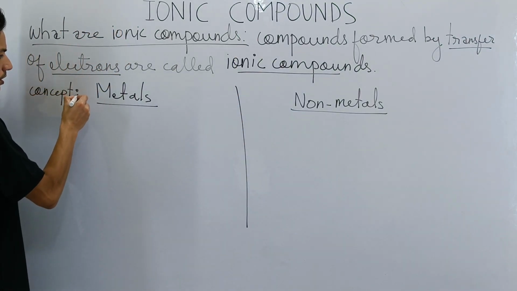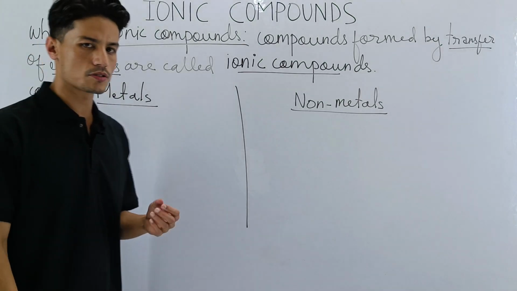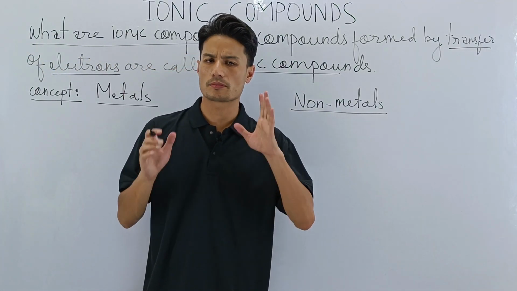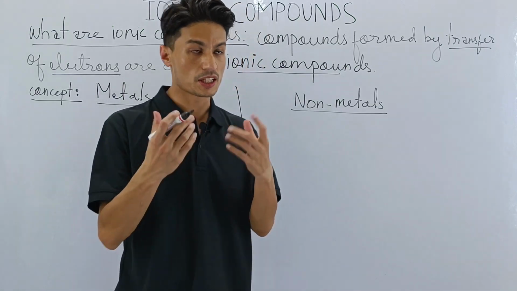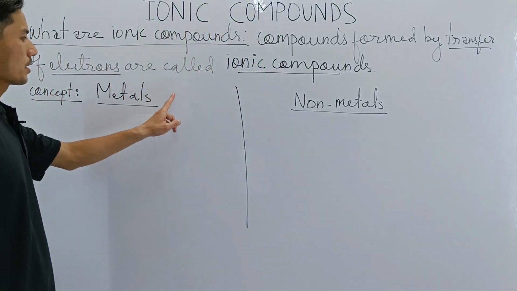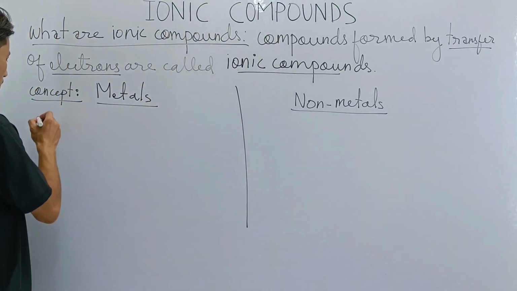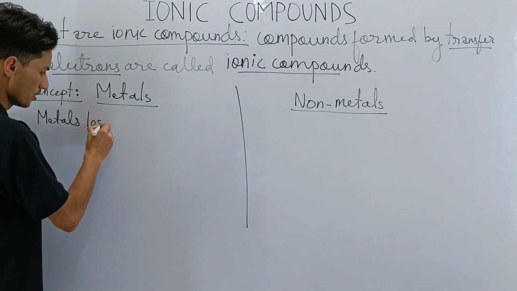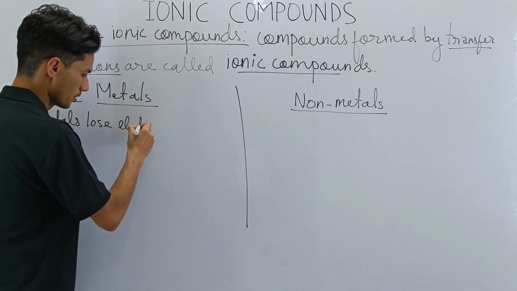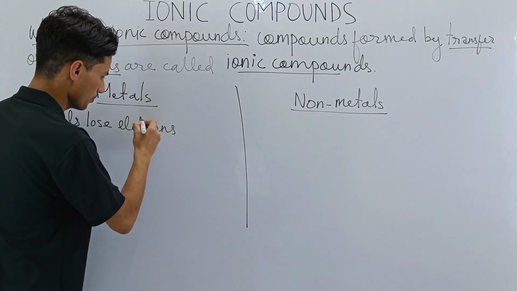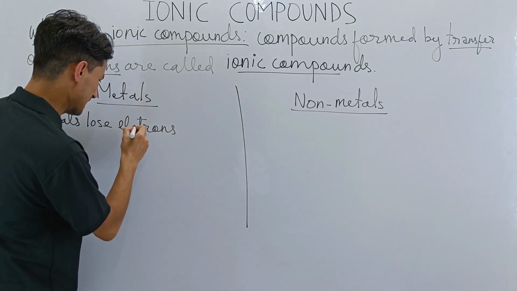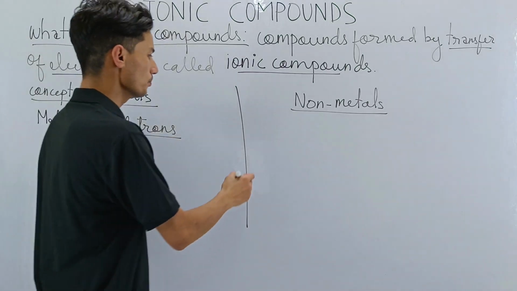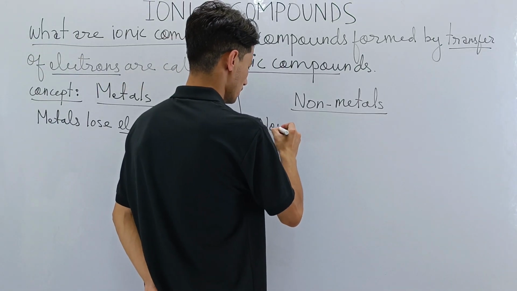Okay, it is very important and crucial that we understand the concept, because if you don't understand the concept, you don't learn anything. Okay, so concept is very important. So let's build the concept first. So remember class that metals lose electrons. Metals lose electrons. Okay, and non-metals gain electrons.